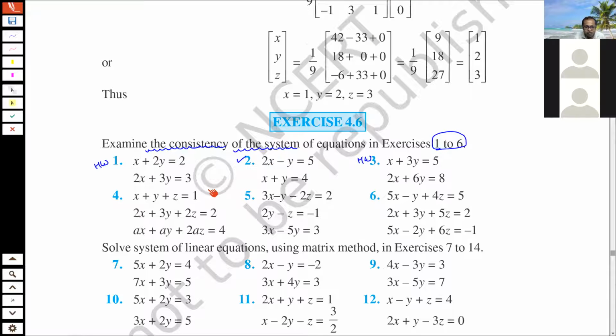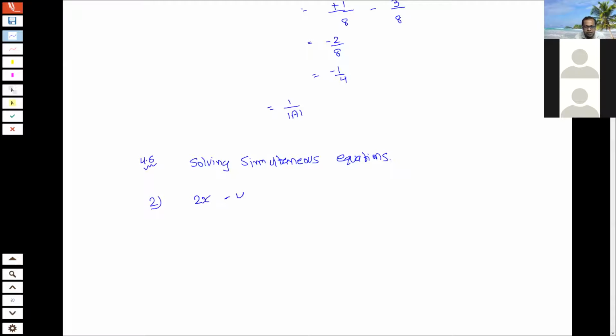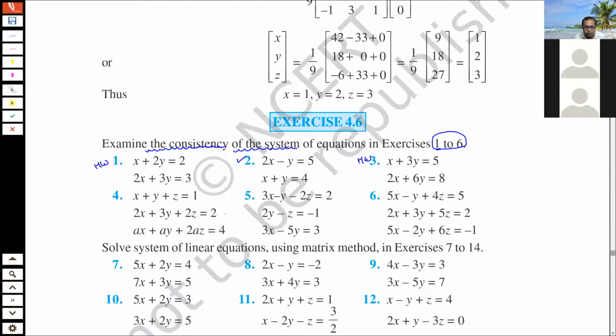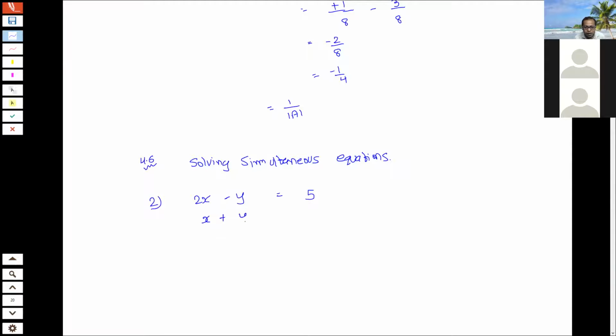2x minus y is 5. x plus y is equal to 4. Now what we are supposed to do, we need to express the above equations in the form AX equal to B.